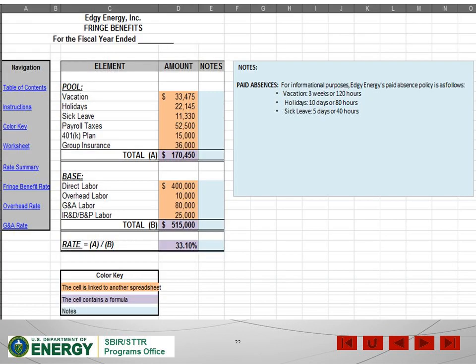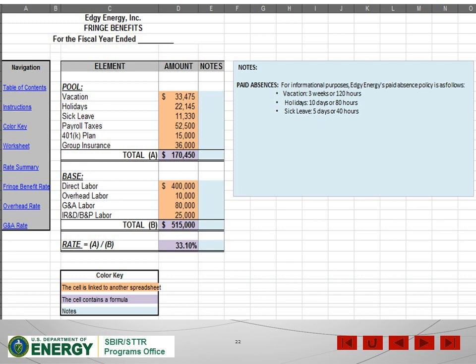This is the fringe tab of the three-pool workbook, and this tab shows the calculation of the fringe benefit rate. The pool total of $170,450 matches the fringe benefit total on the worksheet tab. For calculation purposes, this pool is also called the numerator.